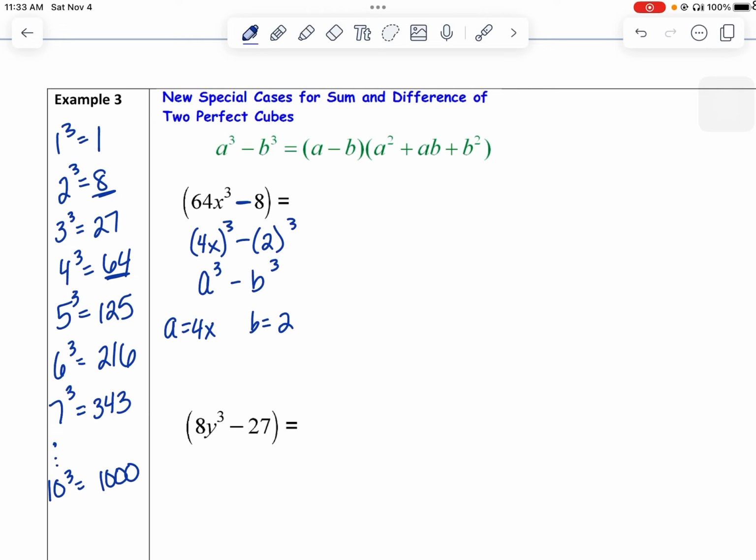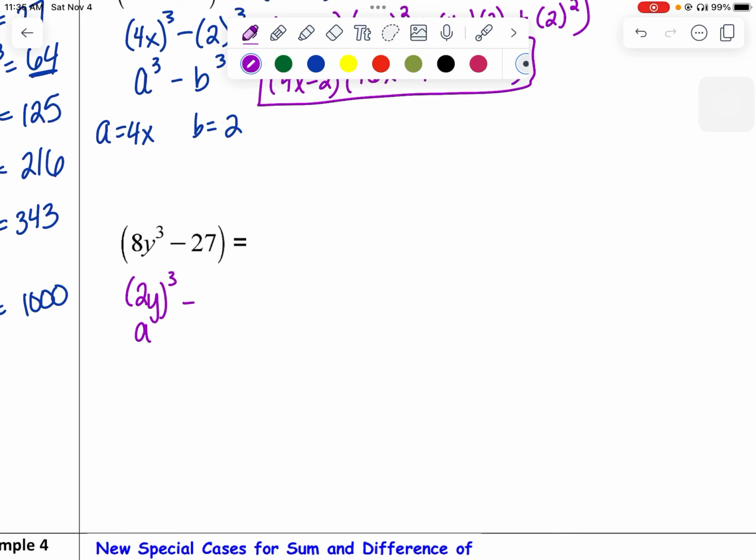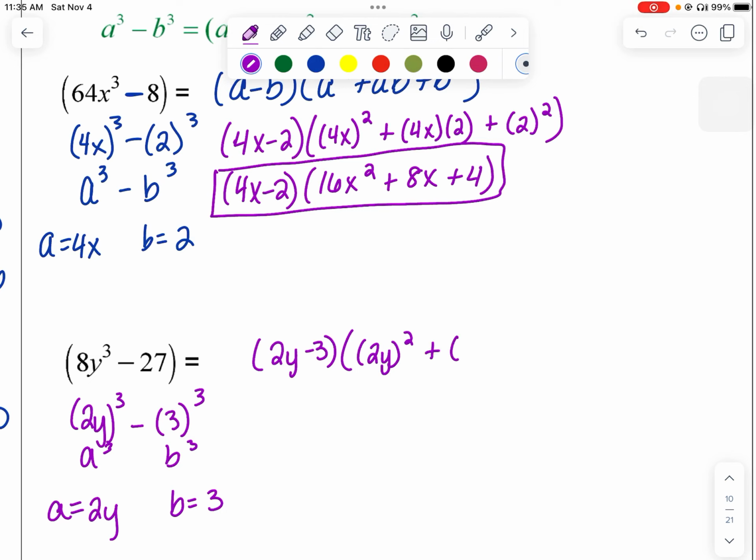8 is 2 cubed, so 2y cubed would be the first term, that's going to be my a term, and 27 is 3 cubed. That's going to be my b term. So a is going to be 2y and b is going to be 3. Using my formula, it's a minus b, so it's 2y minus 3, and then it's a squared, so 2y squared, plus a times b plus b squared.